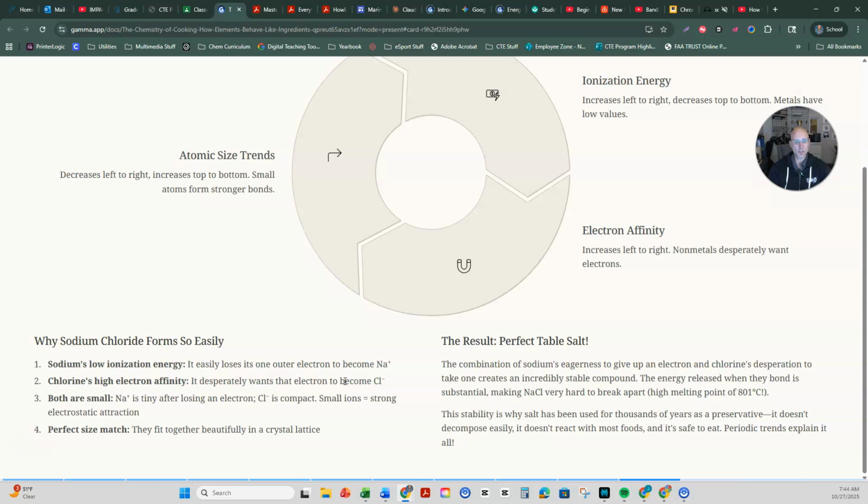The combination of sodium's eagerness to give up an electron and chlorine's desperation to take one creates an incredibly stable compound. The energy released when they bond is substantial, making NaCl very hard to break apart. There's a high melting point of 801 degrees Celsius. This stability is why salt has been used for thousands of years as a preservative. It doesn't decompose easily, it doesn't react with most foods, and it's safe to eat. Periodic trends explain it all.